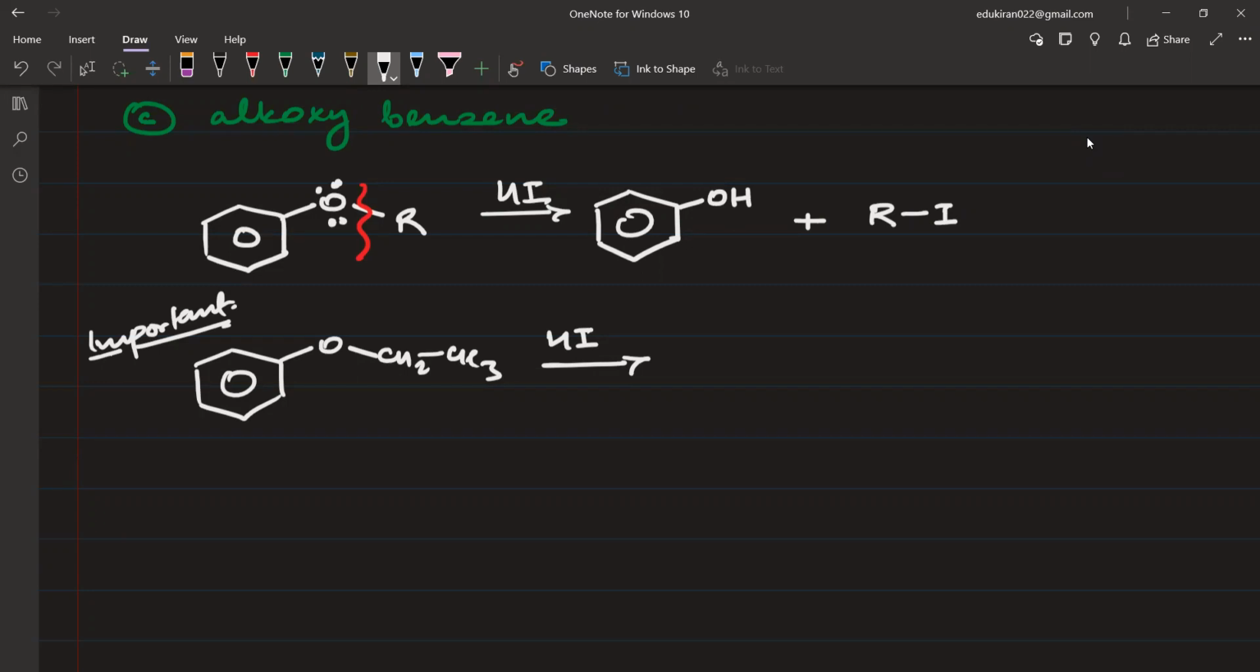The CO bond between benzene and oxygen is very strong because it has partial double bond due to resonance. That is why that bond does not break. But which one will break? The CH2O bond will break. Okay, the CH2O bond will break, and that is why we get the product.